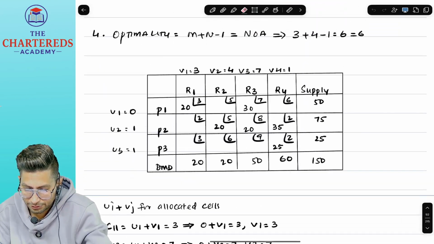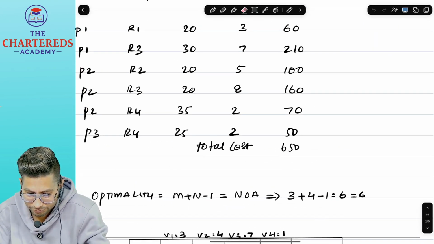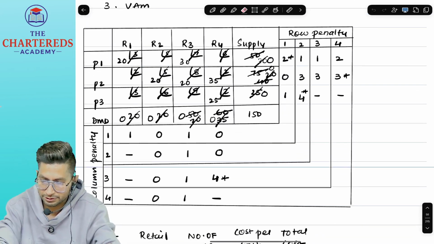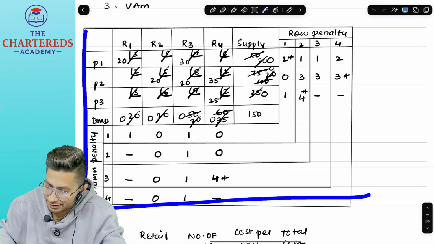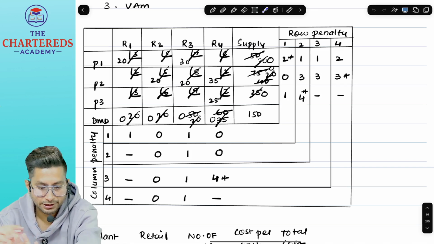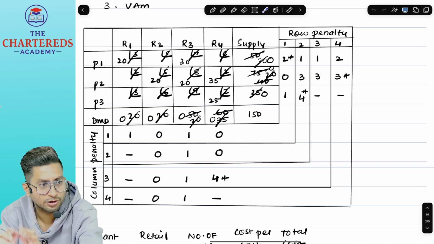See here and tell me, this VAM approach. See this table and tell me whether optimality has been reached or not. Just check this table and tell me whether optimality is there or not.